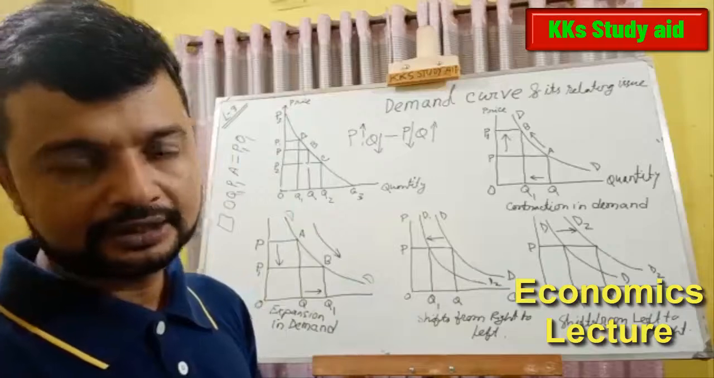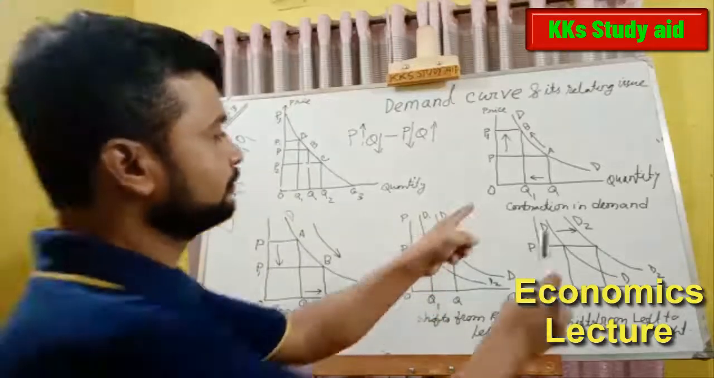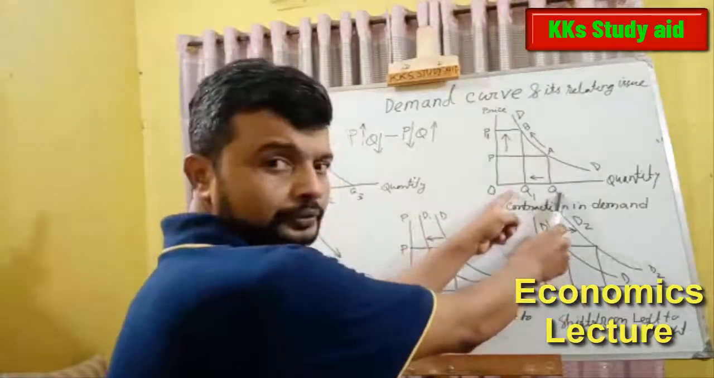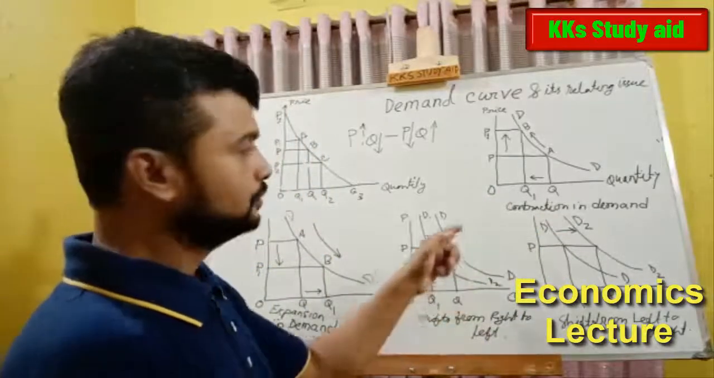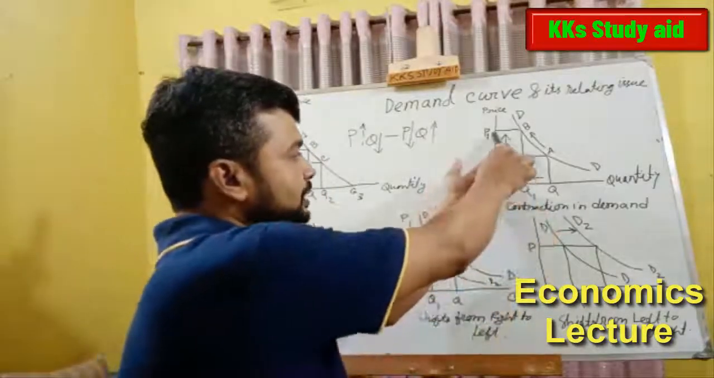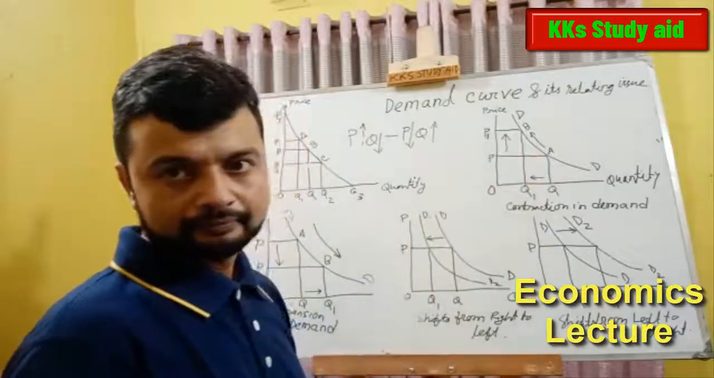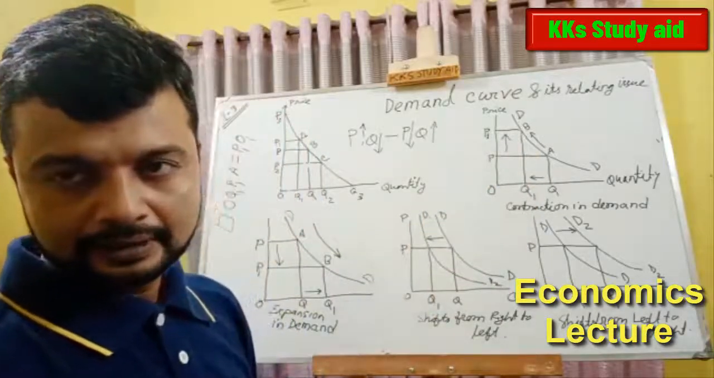How much contraction in demand? This is Q1. Why? Due to the increase in price PP1. Clear, my dear friends?